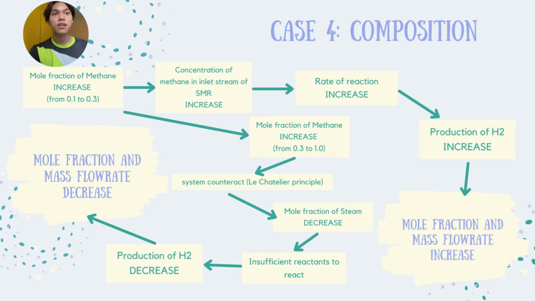However, as the mole fraction of methane increases from 0.3 to 1, the system begins to counteract by decreasing the mole fraction of steam. Therefore, the reactant for the reaction is insufficient. Due to insufficient reactant, the rate of reaction begins to decrease, thus the production of hydrogen also decreases, which is why the mole fraction and mass flow rate begin to decrease.